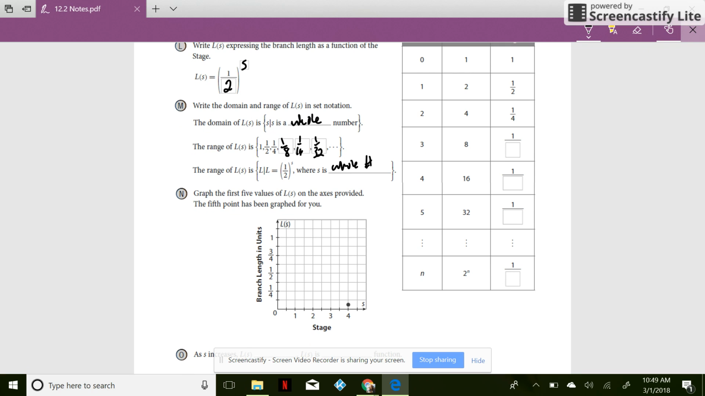So in stage 3, there were 8 branches, so each length was 1 over 8, 1 over 16, 1 over 32. So 1 over 2 to the n would be the length there.